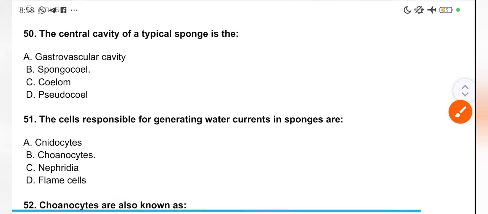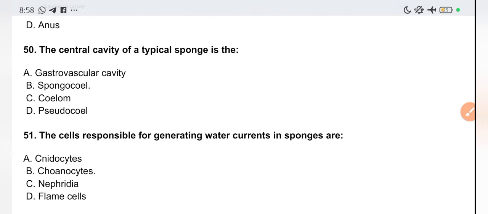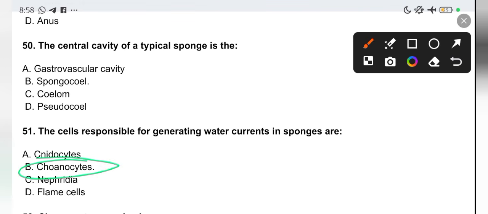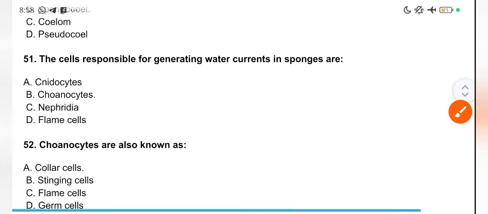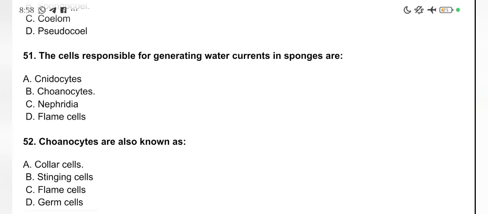The cells responsible for generating water currents in sponges are the choanocytes. The choanocytes are also known as collar cells.